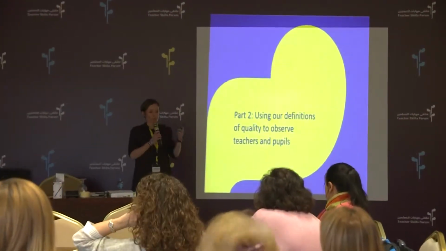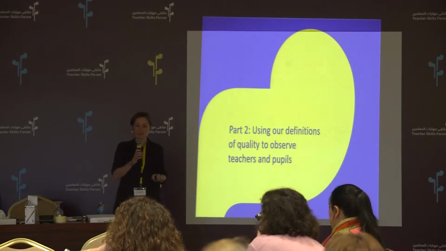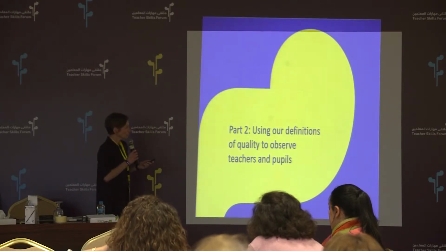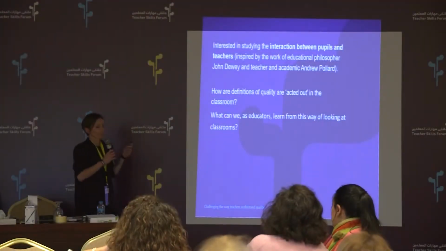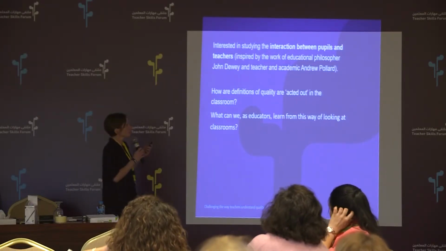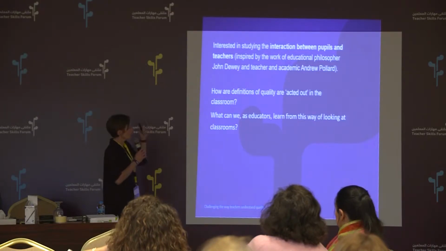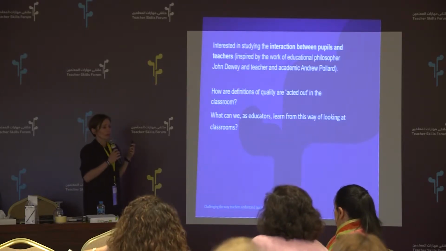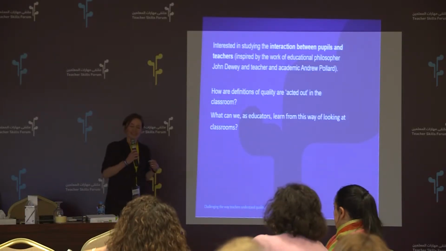Okay, so we're going to move on now to think about how we can use our definitions of quality to try and see it happening with teachers and pupils and see if that shapes our understanding in any particular way. I'm particularly interested in looking at quality, trying to understand quality a bit better by looking at the interaction between pupils and teachers. There's a few people that have written on this, some really interesting books. Andrew Pollard is one, and John Dewey, the philosopher, is another, who talks a lot about experience. I'm really interested in what people say, what they can tell me, and how they can articulate their description of quality. But then what do they do in the classroom? Do they actually do what they say they do, or say they believe in?